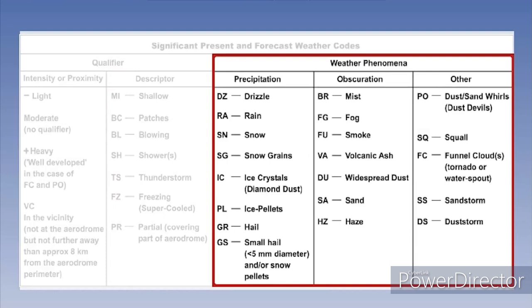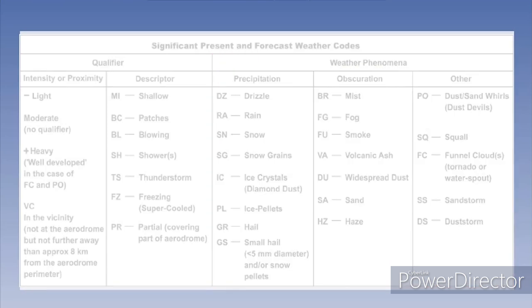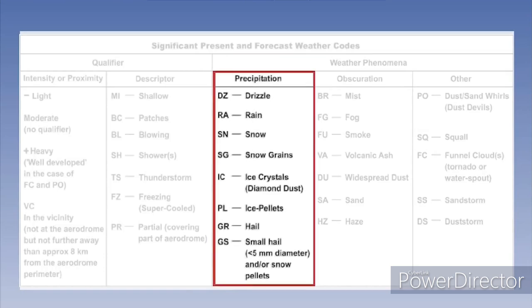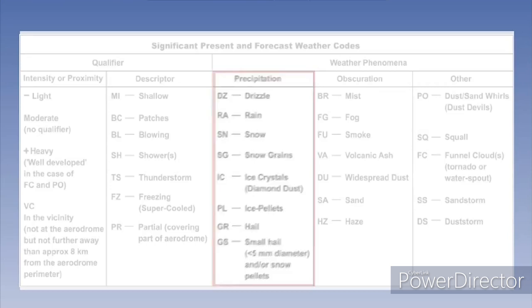As stated earlier, the last 3 columns represent weather phenomena. We'll now look at each of these columns in turn and explain their usage. The third column in our table considers precipitation. This group is fairly self-explanatory. It contains all the precipitation weather such as drizzle, rain, snow, hail, etc.